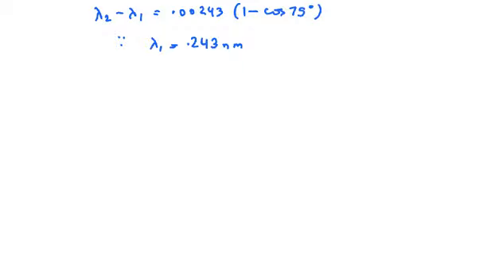Now for part B, the scattering angle is 75 degrees. So we can substitute 75 degrees in the equation, and now we also know lambda 1. So we can easily calculate lambda 2, which is equal to 0.245 nanometers. And hence we solve this problem.